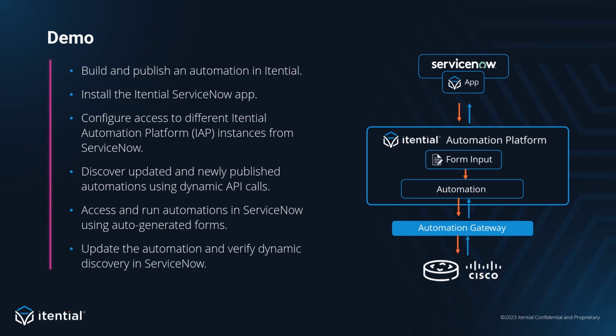We will talk through the installation of the Itential ServiceNow app. It's already installed on our platform. And again, this is something that the ServiceNow admin knows how to do, so we won't spend a lot of time there. We'll look at configuring access to the different IAP platforms and what that entails. Is that difficult? The answer is no, and we'll show you that. We'll also show how we can dynamically discover any of the published automations using dynamic API calls, and how we pull in those forms and dynamically generate them in ServiceNow.